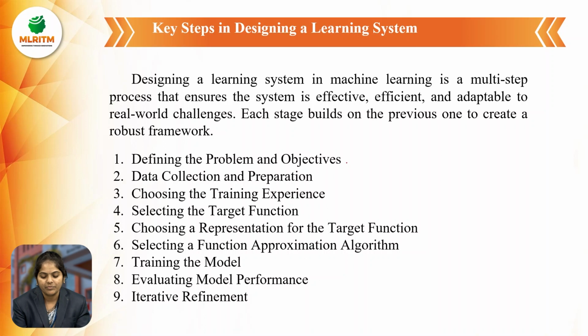The first one will be defining the problem and the objectives, and the second one will be data collection and preparation, and the third one will be choosing the training experience, and the fourth one will be selecting the target function, and the fifth, choosing a representation for the target function, and next selecting the function approximation algorithm, and seventh training the model, and eighth evaluating the model performance, and last iterative refinement. So these are the 9 steps involved in a learning system.